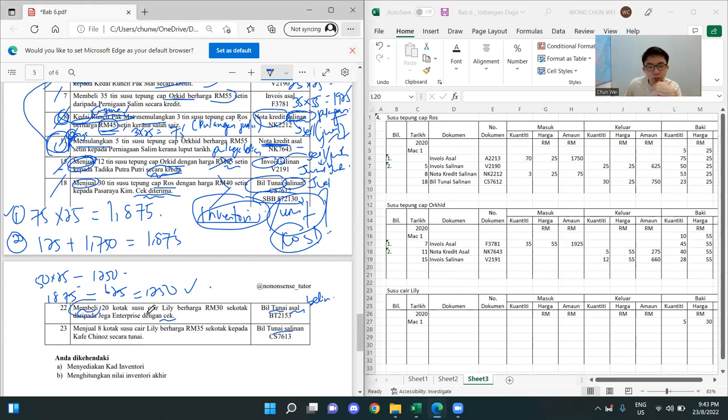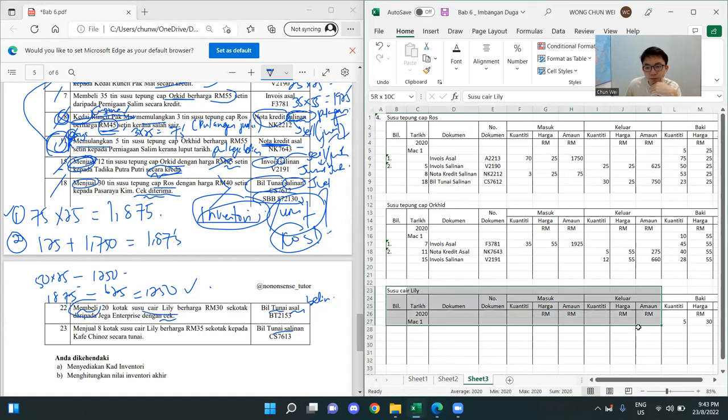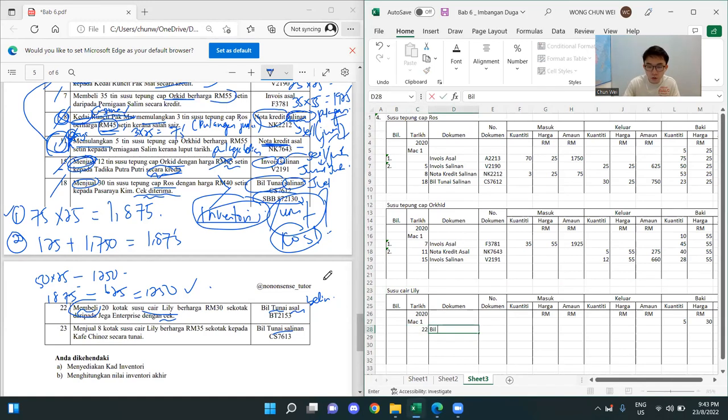We go to 22. You beli. Apa? Susu cair lili. Ini. All right, you beli. So on 22nd, document dia bill tunai asal, BT21532153. You beli kan? Beli dia masuk. So berapa kotak? 20 unit, 20 kotak. Harga dia berapa yang beli? 30. So once again, you can see that it's the same harga, 30. So amount will be 20 times 30, should be 300 lah, right? I'm sorry, 600.